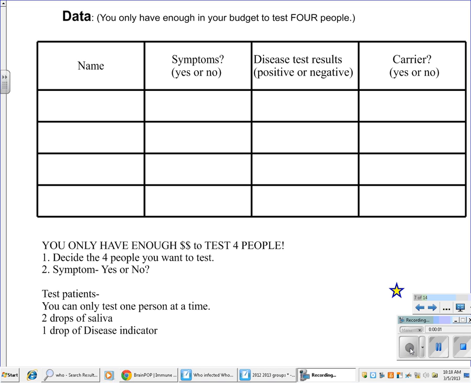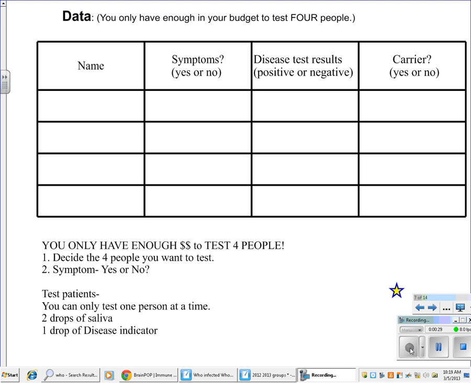Day 2 of your Who Infected Whom lab. Today you now have the opportunity to actually test your subjects. The people that you wrote down yesterday or the day before for your lab, the ones you decided you're going to choose. If you notice on your lab sheet in front of you, you have the section where it says data, and you've chosen 4 people, because remember, your hospital only has enough money to test for 4 people. You're going to test those 4 people.